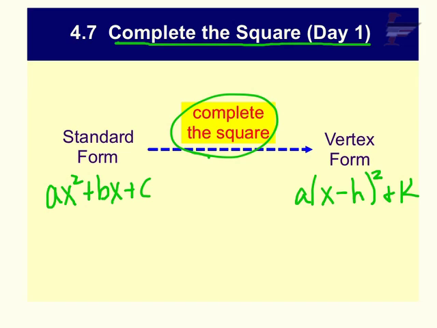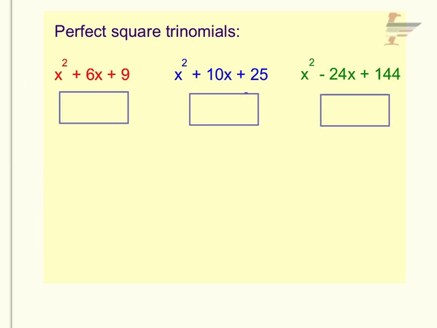So why is that helpful? Well, a few different reasons why. It's really easy for us to solve for x over here in vertex form. Also, it's really easy for us to graph in vertex form. So completing the square is just a way to get from standard form into vertex form.